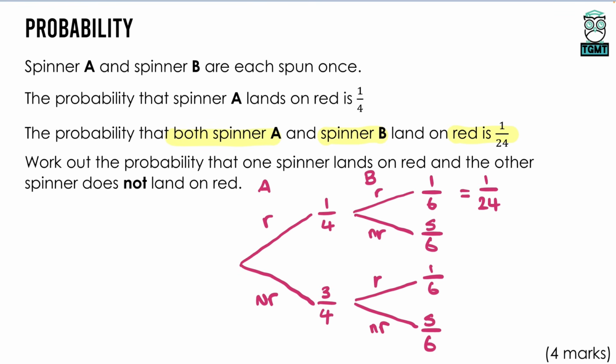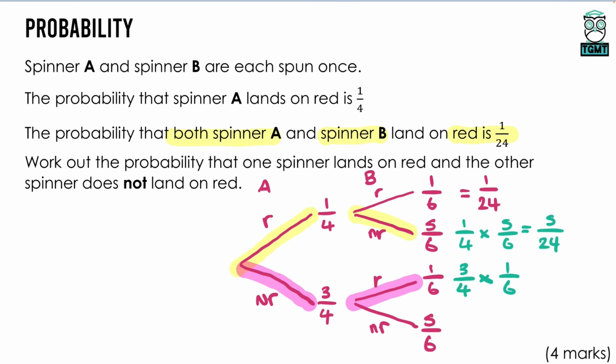We now need to figure out the routes that give us one landing on red and the other not landing on red. So we could have red on spinner A and a not red on spinner B, and we could work out that probability. So that would be 1/4 multiplied by 5/6, and that gives us 5/24. We also have another route that we can take, because we have not landing on red and then landing on red. So that gives us a second option, which would be 3/4 multiplied by 1/6.